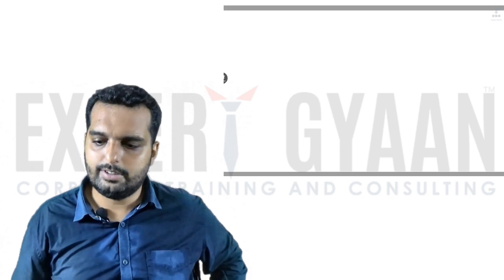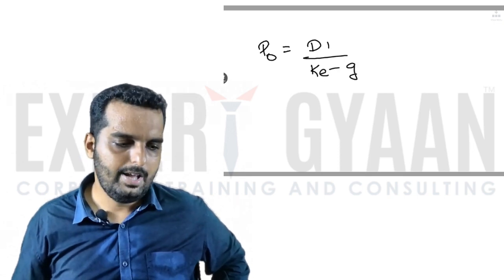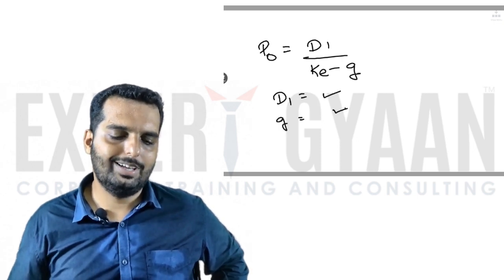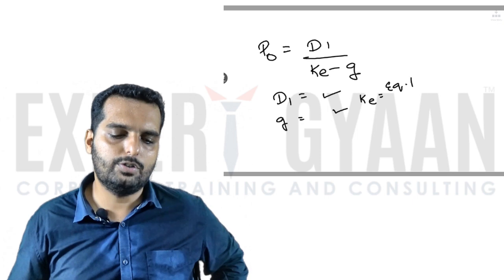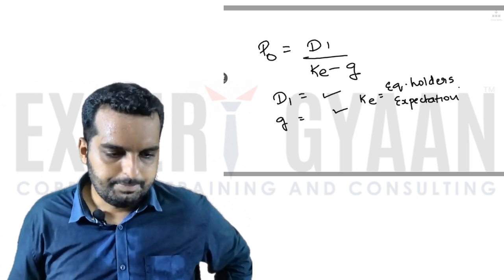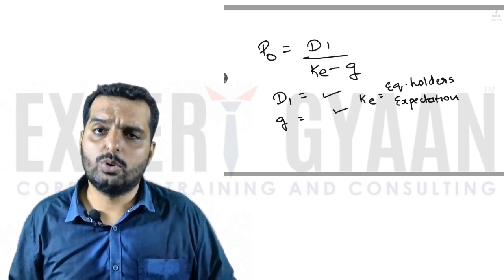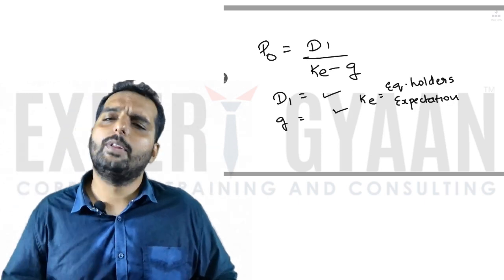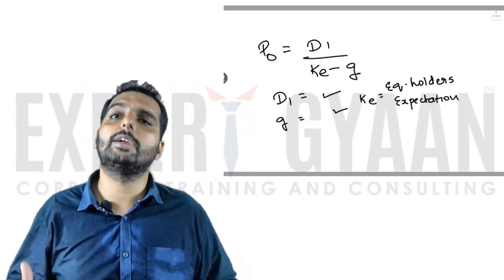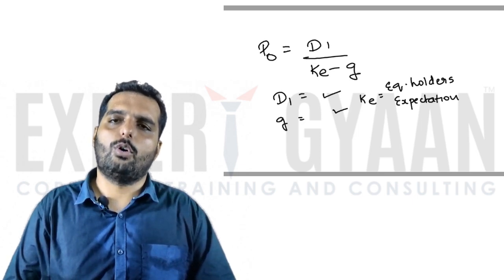Now I'll just come up over here and write down P0 is equal to D1 divided by KE minus G. So friends, practically D1 we have already found out, G also we have found out, KE is nothing but equity holders' expectation. Once we get all these three, we can find out the price of a share, and as I told you, the price of a share is nothing but the present value of future cash flows that the share can generate, which is nothing but dividend going towards perpetuity. I hope you are clear with the logic of this formula, friends.